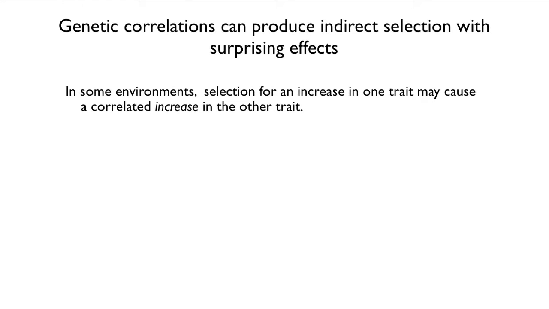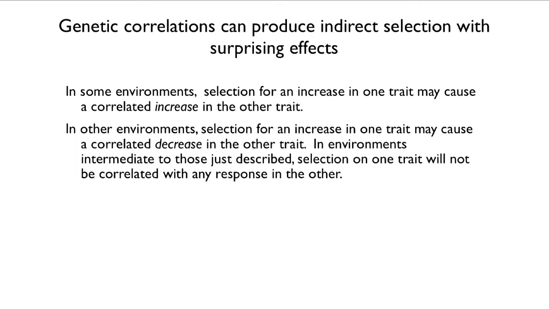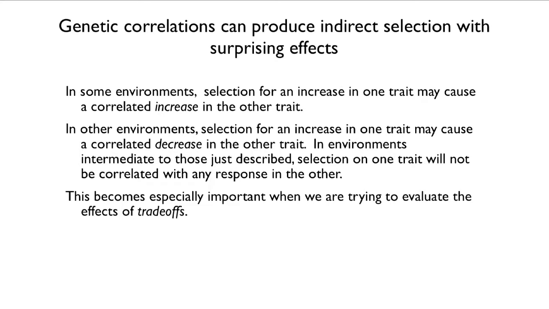So in some environments, you might be selecting for a trait that would cause a correlated increase in the other trait. And in other environments, selection for an increase in one trait would cause a correlated decrease in that trait in the other environment. Okay? So at an environment's intermediate, selection on one trait might not be correlated with any response in the other one at all. This becomes very important when we're now thinking about evaluating the effects of trade-offs, because one definition of trade-off is genetic correlation. And basically this is saying that a correlation can change from positive to 0 to negative across a range of environments, meaning that trade-offs are changing in the same way.